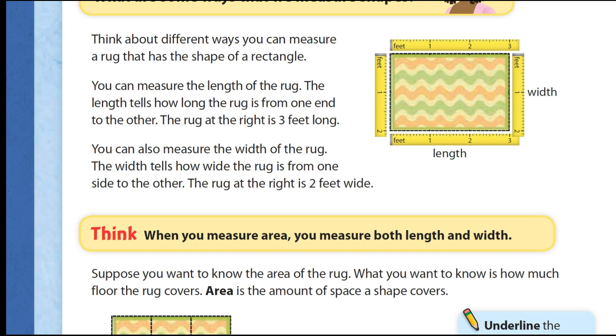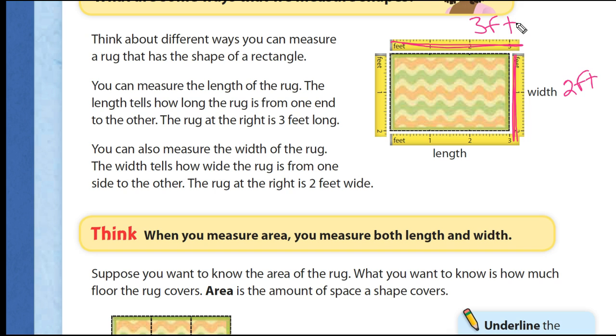You can also measure the width of the rug. The width tells how wide the rug is from one side to the other. The rug at the right is 2 feet. So this is your width right here, that's 2 feet. And this is your length, that's 3 feet.